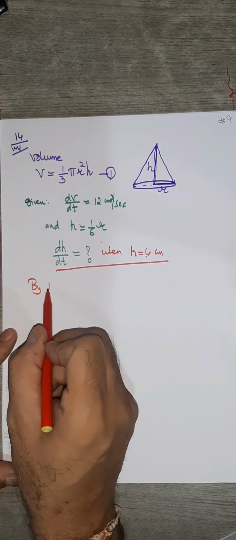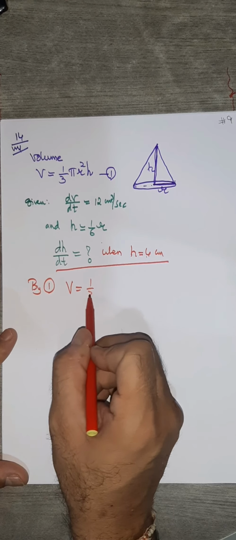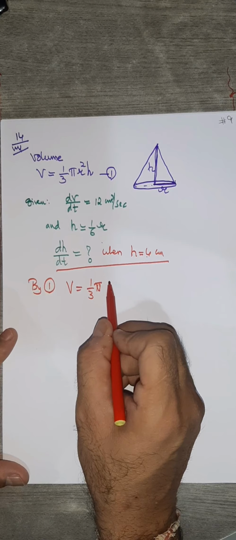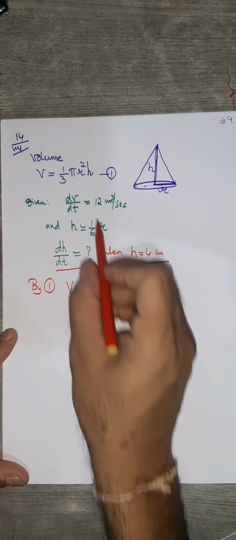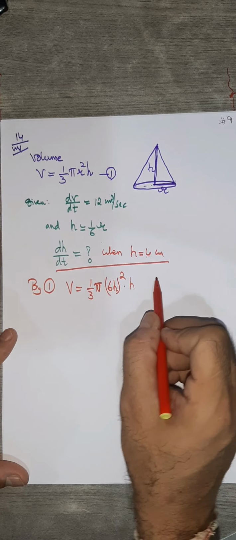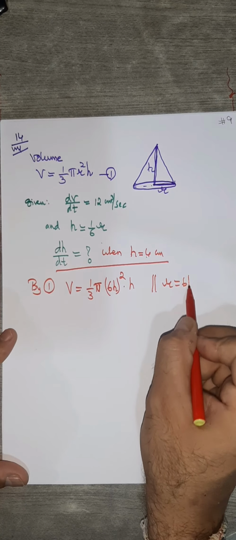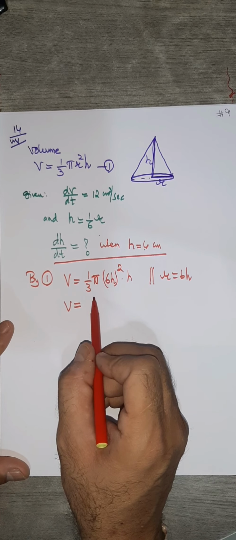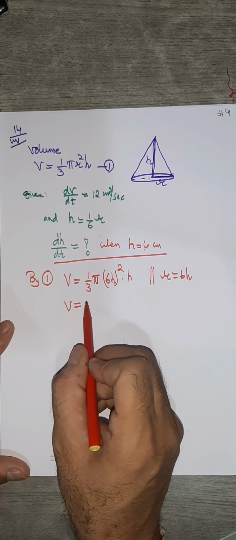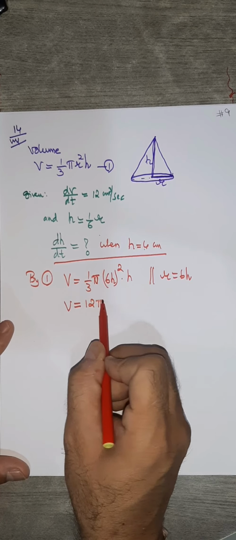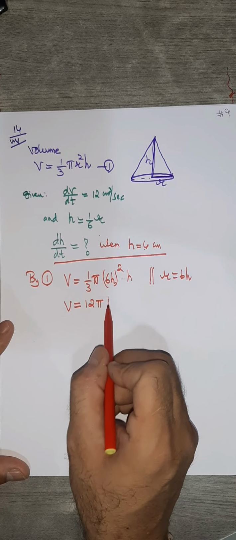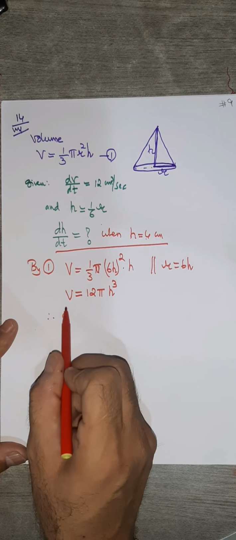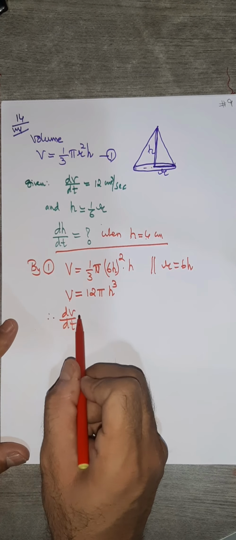So by 1, let me write here, volume equals 1 upon 3 pi. I'm putting the value of r, which is nothing but how much? 6h whole square into h. I'll just write here r equals 6h. Okay, so this would be just nothing but 36 by 3. So it will be 12 pi h square, and this is h cube. Now we differentiate it with respect to t. So here we know dv by dt.